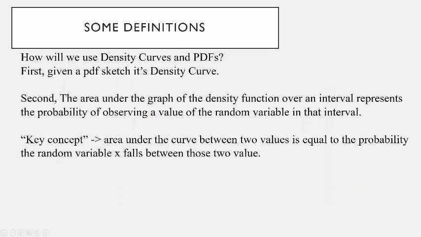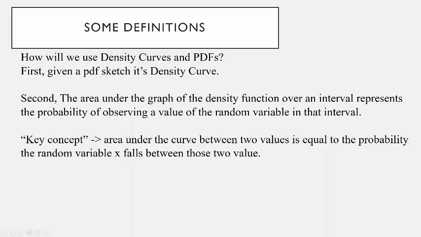Okay, so how are we going to use these density curves and this PDF? First, as I said, given a PDF, you're going to sketch its density curve. And then this is important. The second way is that the area under the curve of the density function over an interval represents the probability of observing a value of the random variable in that interval. You're probably reading it on the screen and listening to me say it, and you're like, what the heck does that mean? The key concept here that's going to come up over the next few lectures is the area under the curve between two values is equal to the probability that the random variable x falls between those two values.